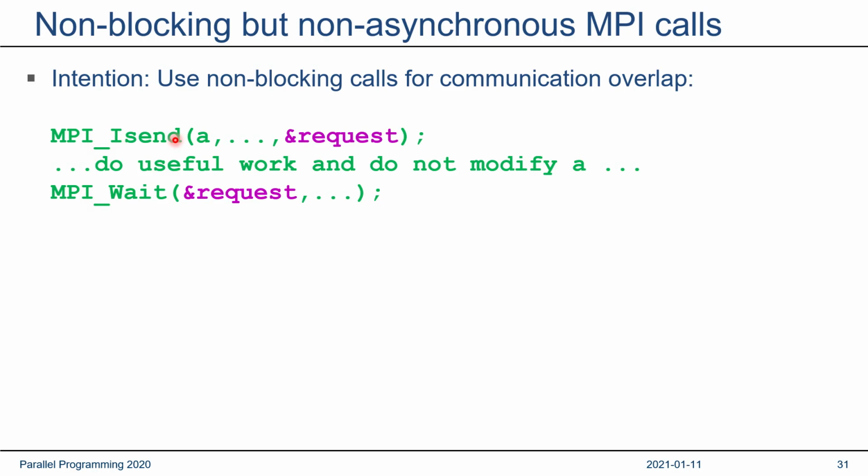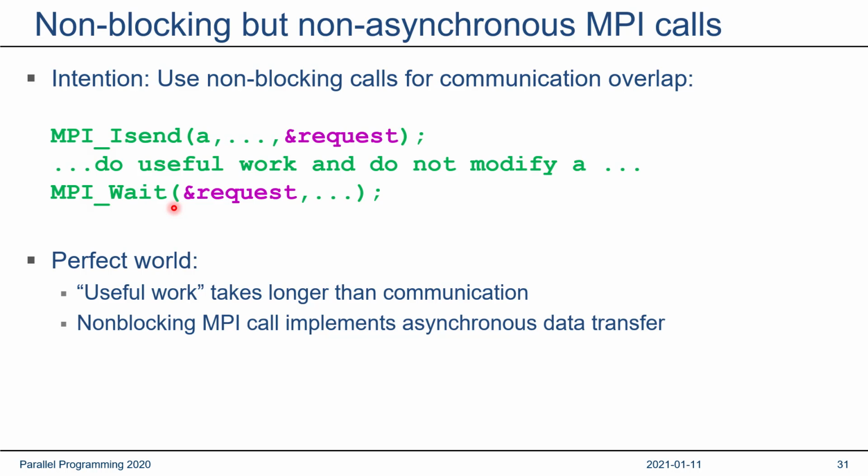So you issue an MPI ISEND with a request handle and a buffer. You do useful work, and of course you do not modify the buffer because that's forbidden by the standard. And when you finish doing your useful work, you come back and do an MPI wait and finish the request, hoping that in the meantime the message has been transmitted. In a perfect world, this works well. The useful work takes longer than the communication, so that when you return from your useful work, the communication is over. And secondly, the non-blocking MPI call actually implements asynchronous data transfer.